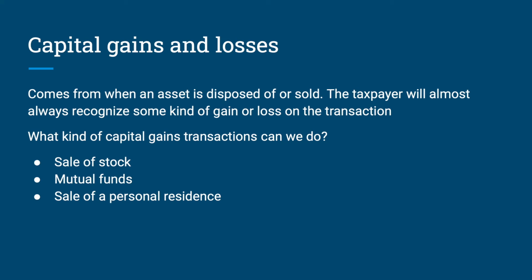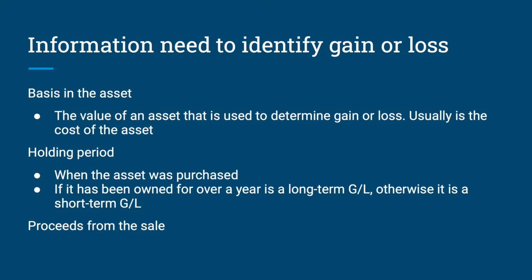And so we can't do all kinds of capital gains transactions, but there are some that we can do. The three that we mainly can do are the sale of stock, transactions involving mutual funds, and the sale of a personal residence. Each of those will get treated a little differently, but in general, they follow many of the same principles. And so there's some information that you need to know to identify what the gain or loss is on a capital gain or loss transaction.